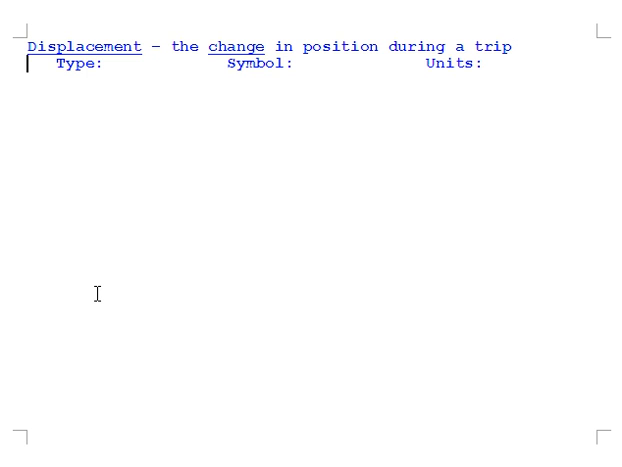Displacement is how an object's position changes during a trip. So it's a vector. Direction matters. There's a couple of symbols. It should, technically, be the little delta triangle sign with the arrow on top of the D, the change in position, although we're just going to put D to make life easy. Units are meters as well.